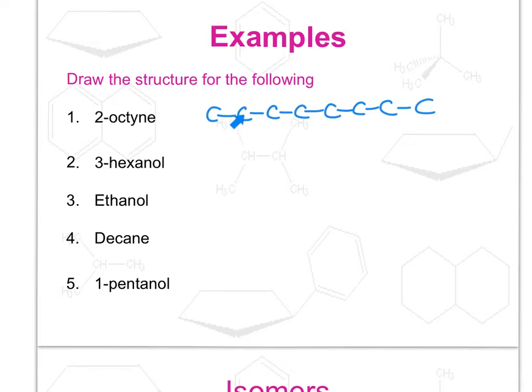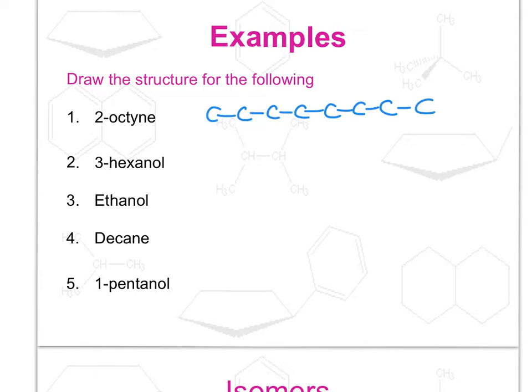So then, does that mean it's between 1 and 2 or between 2 and 3? Because it just tells me 2. So I know it's here, but a triple bond is between 2 carbons, right? So is it here or is it there? Well, the answer is it's right here between carbon number 2 and carbon number 3.